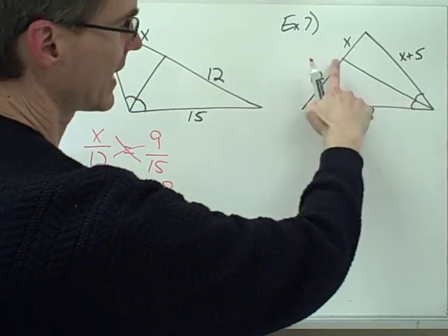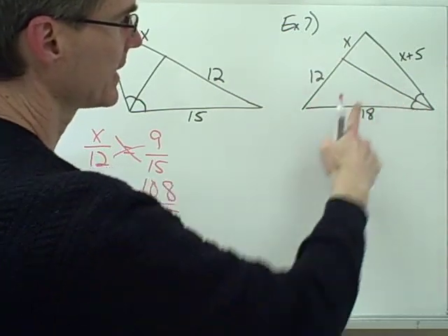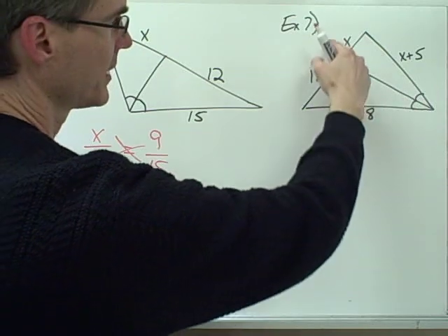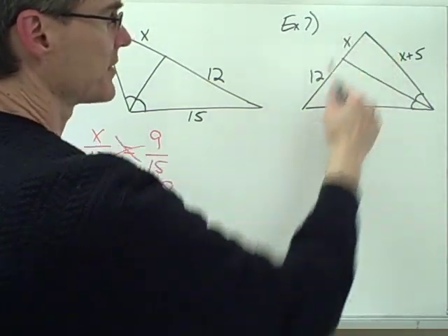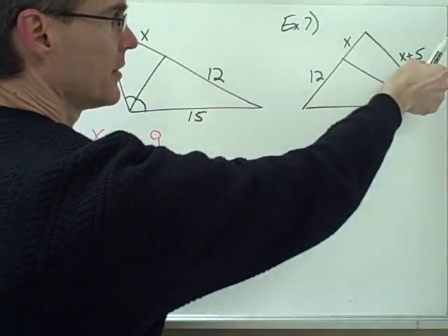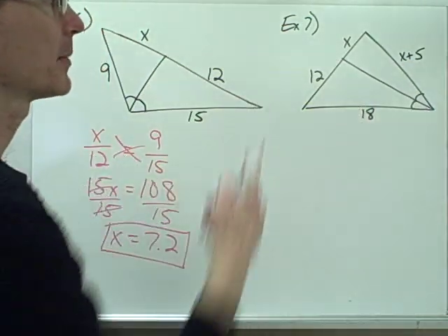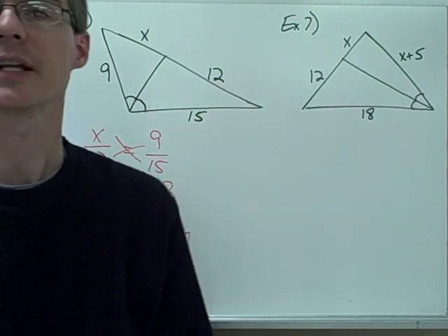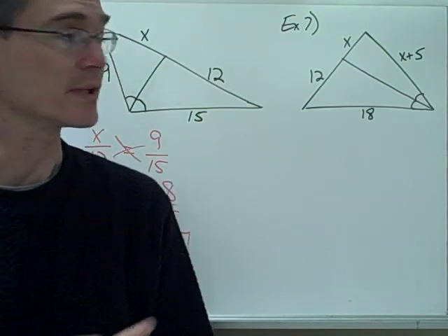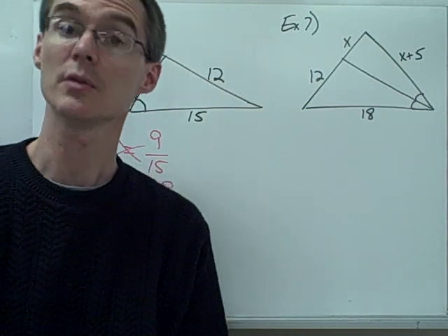Example number 7. Again, it's the same type of situation. I have a triangle and I have an angle bisector. And again, this angle bisector separates the opposite side into two segments that have the same ratio as the other two sides of the triangle. I'm going to leave example number 7 for you to do, and we will take a look at that example and also the other two examples that you worked on tomorrow in class.